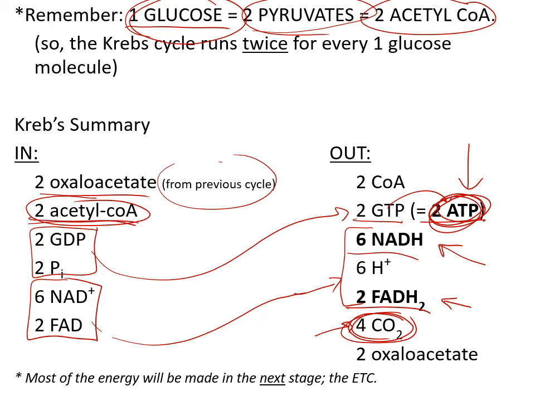Each acetyl CoA has 2 carbons. We run it twice per glucose. That's going to produce 4 of our carbon dioxides, which, factoring in the 2 carbon dioxides that we made during pyruvate oxidation, that would be a total of our 6 carbon dioxides. And if we think of the overall equation for cellular respiration, that is it for carbon. We have converted all of the carbons from glucose into their products of the reaction.